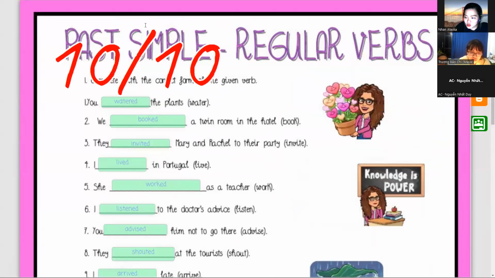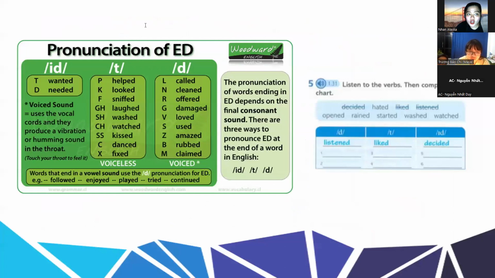So we are now going back to the topics that we have tonight. As I've said and as you already explained a while ago, when we talk about the ed, it has three sounds: the id, t, and d. Voiced sound uses the vocal cords and produces a vibration or humming sound in the throat. Touch your throat and you feel it. Wanted, needed. There is a vibration in your throat. That is called voiced sound.